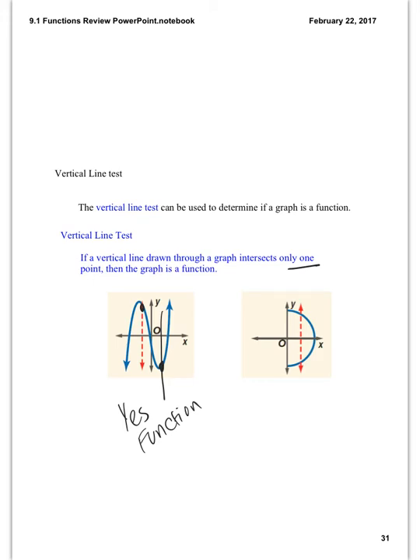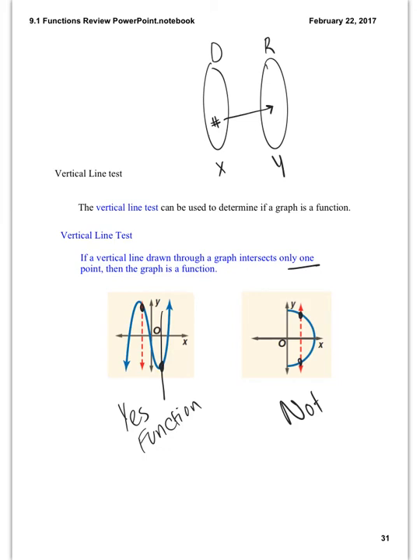This semicircle, however, intersects the graph at 2 points, so this is not a function. You can see that the vertical line test is doing the same thing as the Easter eggs. Because if you think about it, domain and range is really comparing our x's to our y's. So for every x value you have, it is only allowed to go to one y value. It is not allowed to go to 2.